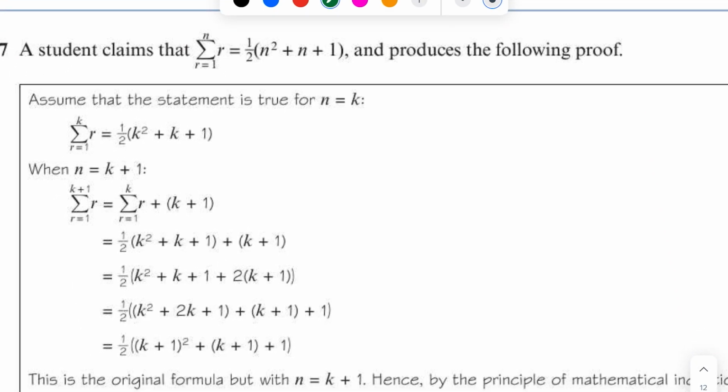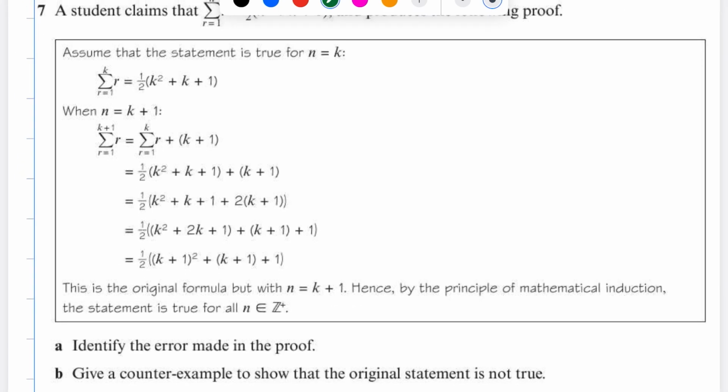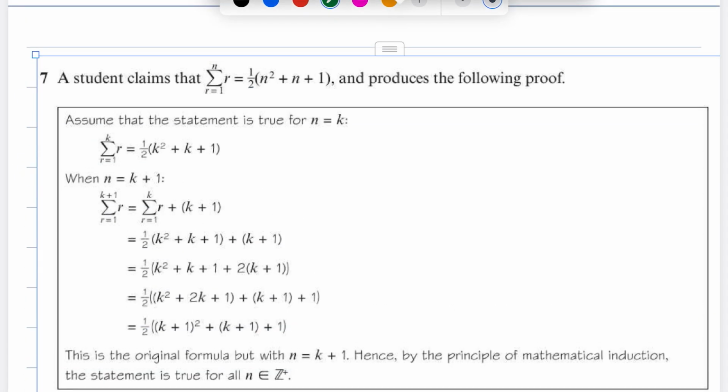Question number 7. Again, a student claims that this is a proof. Now identify the error in the proof. What is the error in the proof?